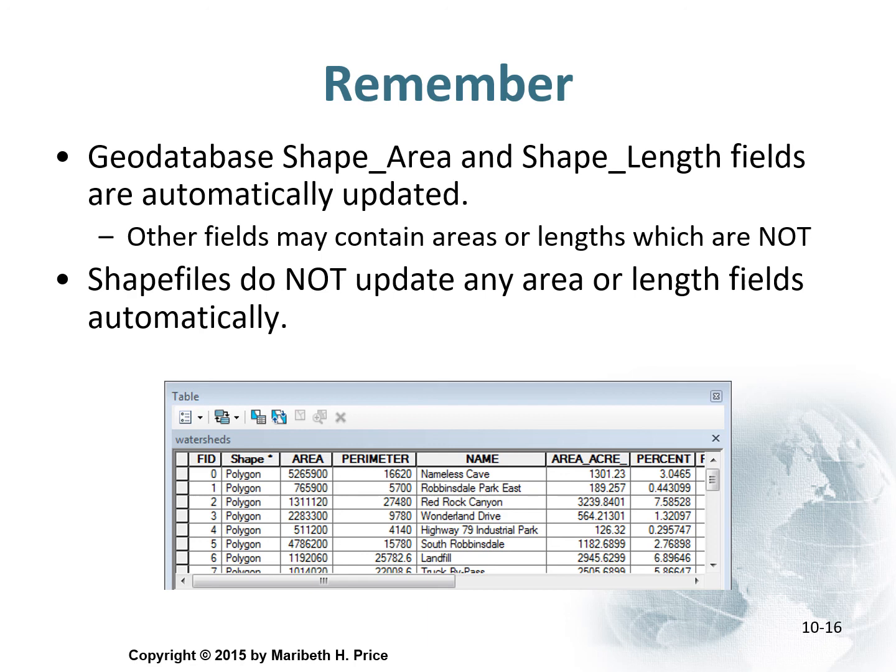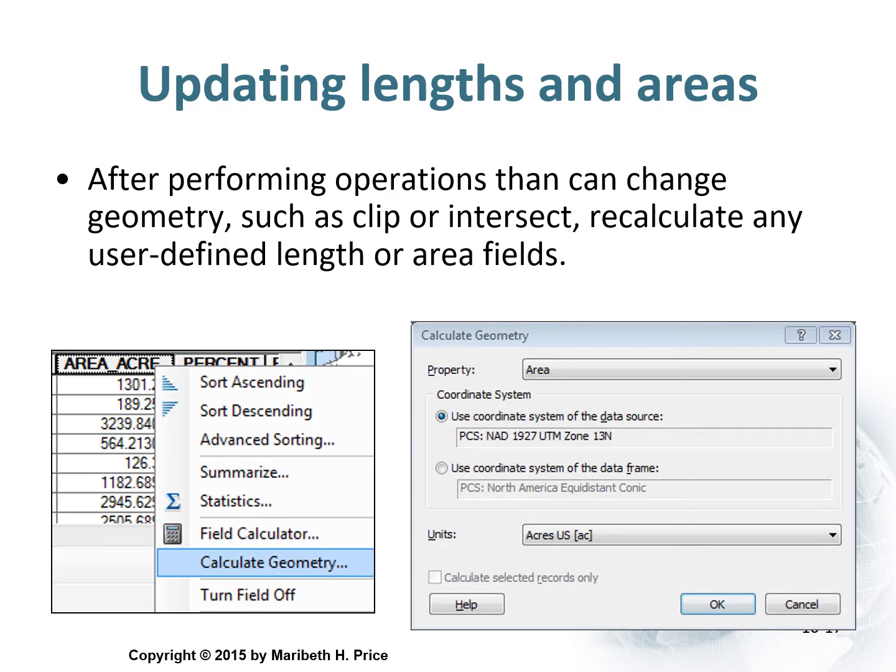How? Updating the length and the area is simply select the field or the column, if you will. Right click, Calculate Geometry. It pops up. You select the property, the coordinate system, the units, click OK. It then repopulates that field with numbers that are correct.